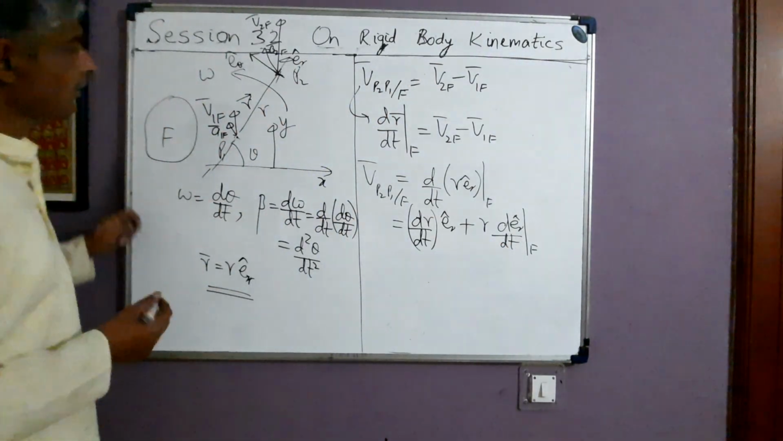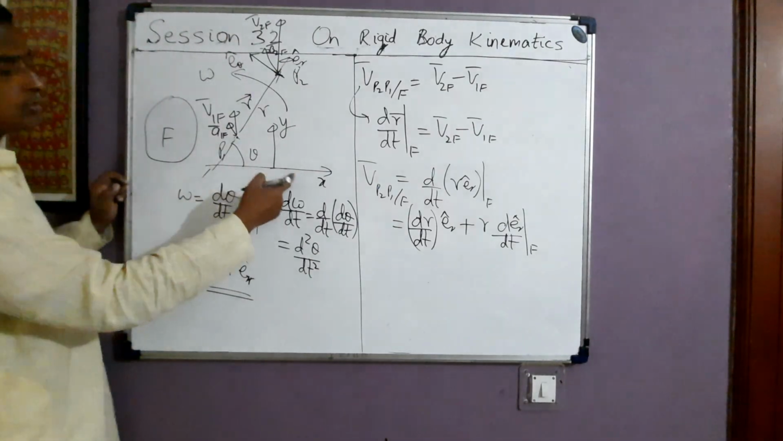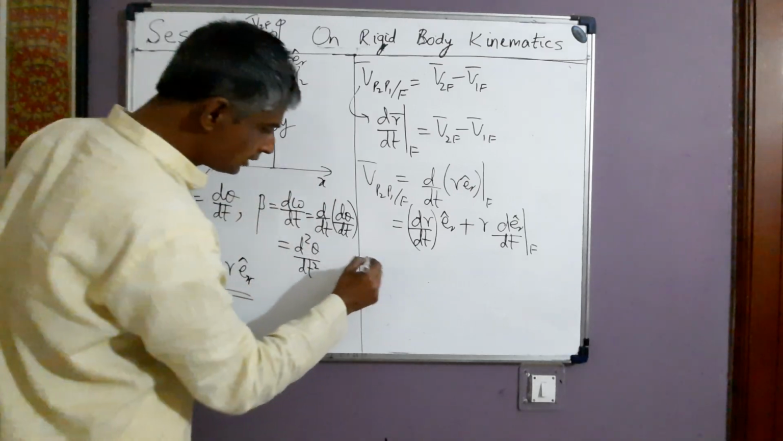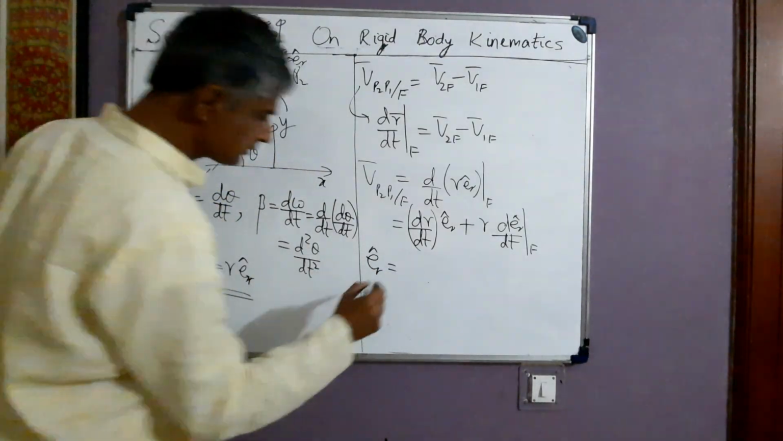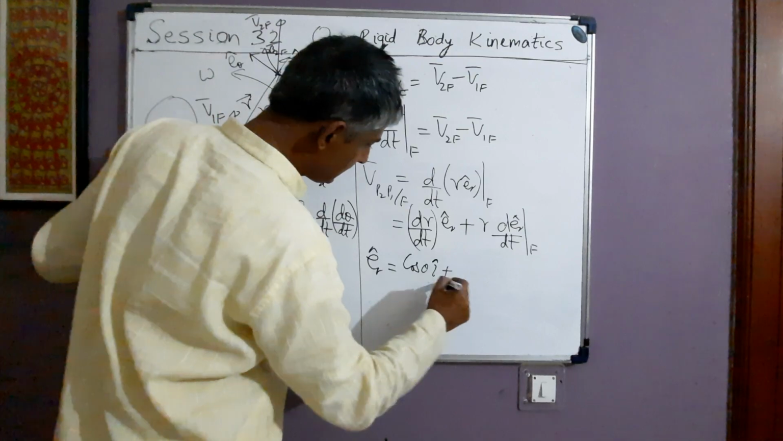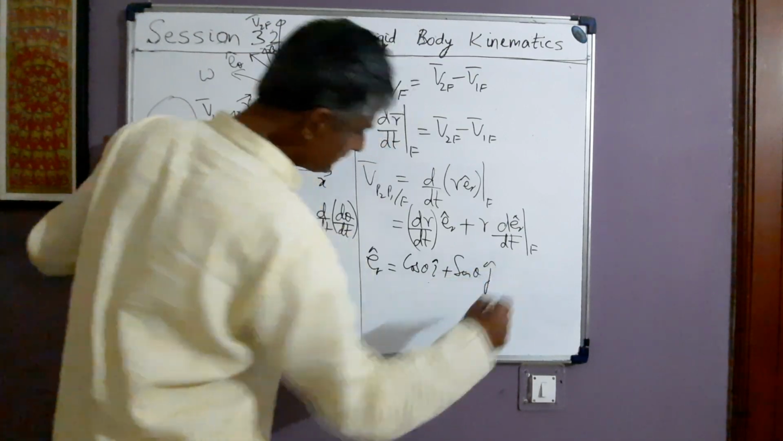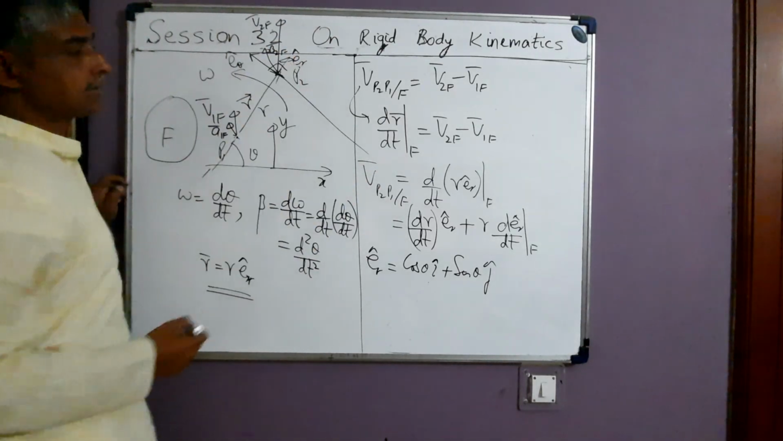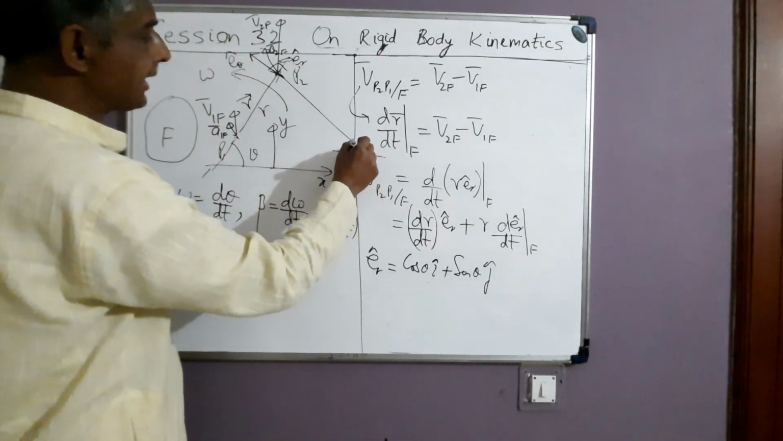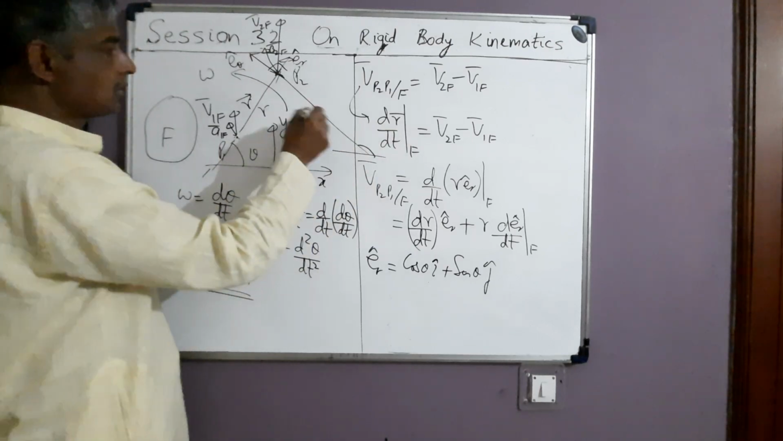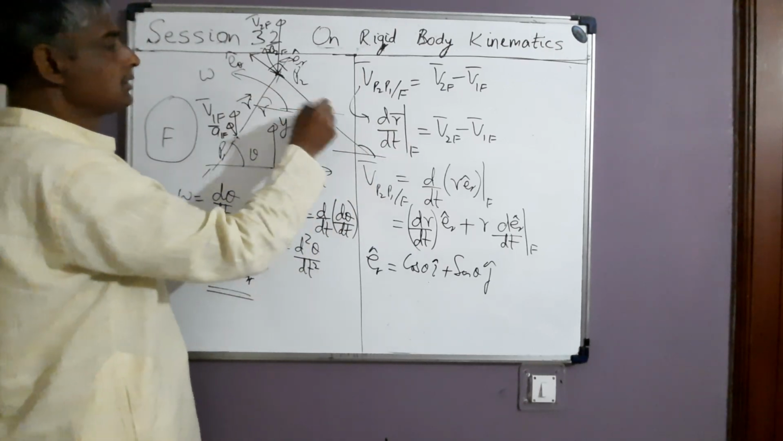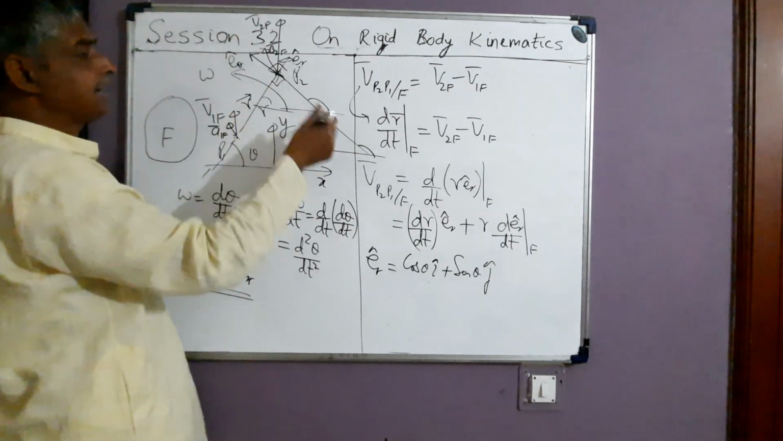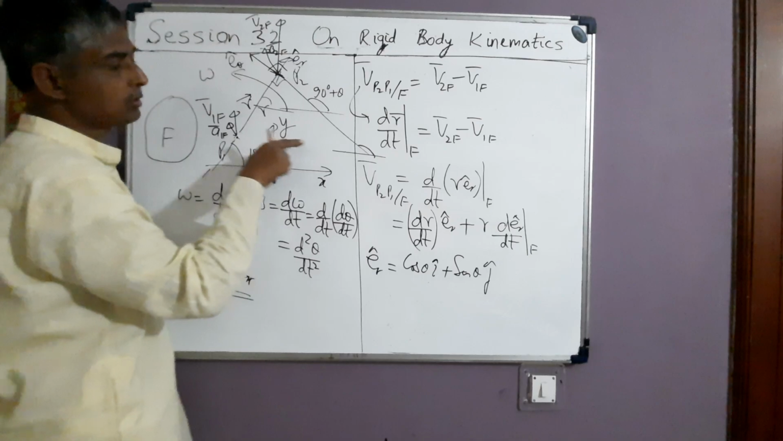Now what we do, I express ER and E theta in terms of unit vectors I and j. So see, ER hat makes an angle of theta with the positive x-axis. So from the theory of vectors, ER hat will be written as cos theta I hat plus sin theta j hat. Now E theta is at right angles to ER. So E theta makes an angle of how much? 90 plus theta with the positive x-axis. See, this is theta, this is 90, this is 90 plus theta. Here E theta hat makes an angle of 90 degrees plus theta with the positive x-axis.